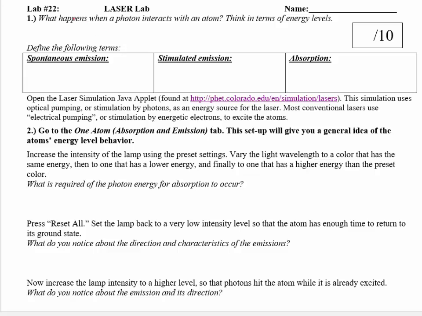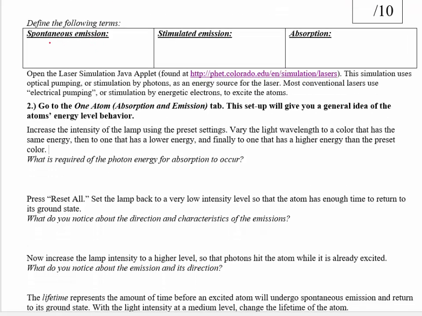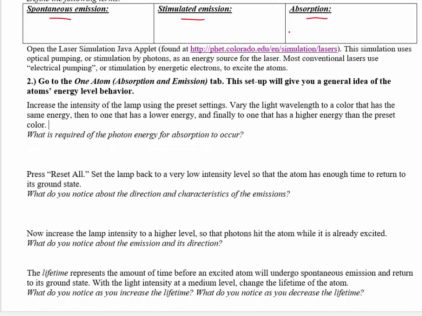Okay, this will be the introduction for lab number 22. We talk about lasers for this one. First of all, think about spontaneous emission versus stimulated emission versus absorption, which is essentially how an atom can interact with a photon. So we're going to pop open this simulation right here.